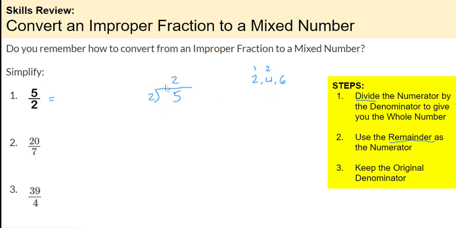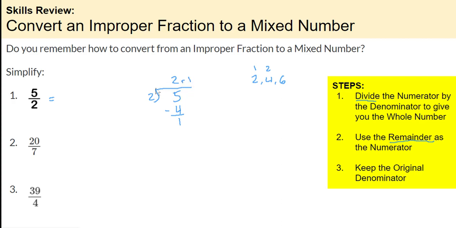And then if you remember, we multiply 2 times 2, which is 4. Okay, right there, you see, I got a 4 there, right? And then we subtract to give us the remainder. 5 minus 4 is 1. So 2, remainder 1. Okay, but we don't like to write remainders anymore.